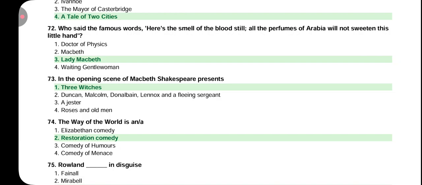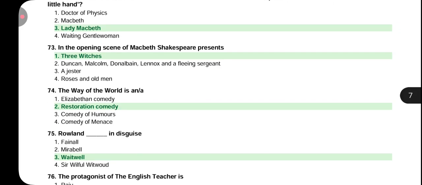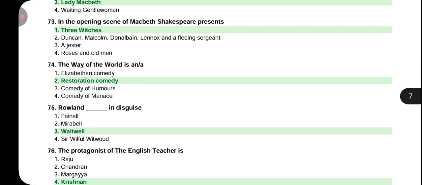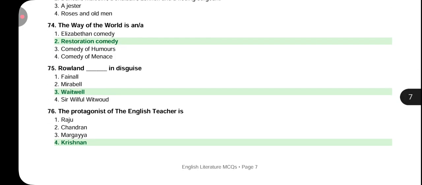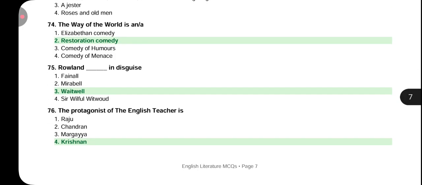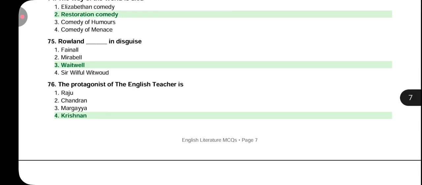72. Who said the famous words, Here's the smell of the blood still. All the perfumes of Arabia will not sweeten this little hand. Lady Macbeth. 73rd. In the opening scene of Macbeth, Shakespeare presents 3 witches. 74th question. The Way of the World is a restoration comedy. 75. Rowland Waitwell in disguise.